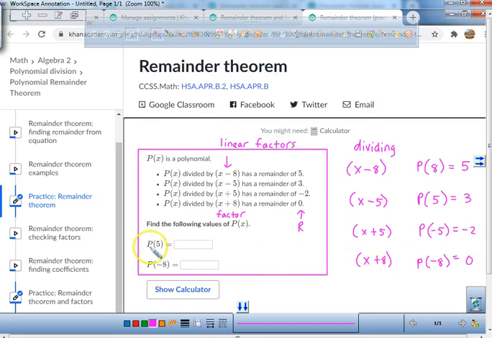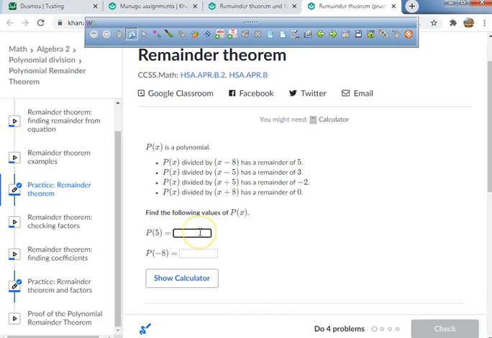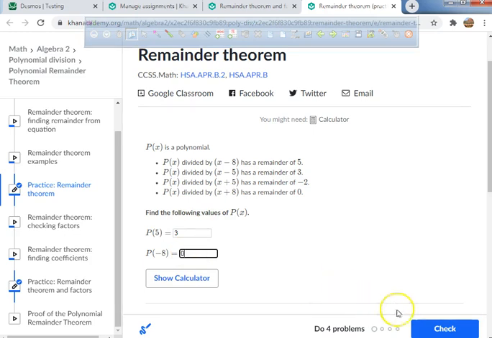So check this out. This says what? P of 5 equals what? What do you guys think P of 5 is going to equal? 3. Very good. And what's P of negative 8? There you go. And those are my answers. Don't worry. We'll be doing more than one example, okay? So it's okay. If you didn't get it right, it's all right. We'll do more than one example. So when I plug in a 5, what was my answer? What'd you guys get? 3. And if I plug in a negative 8, what's my answer? 0. And voila.